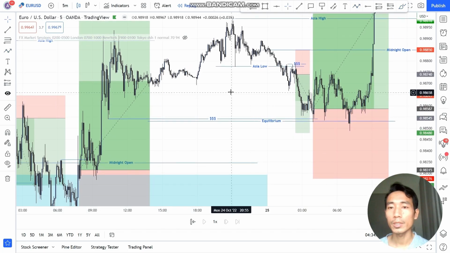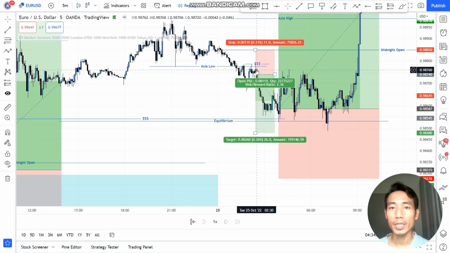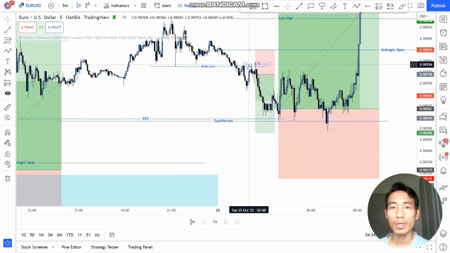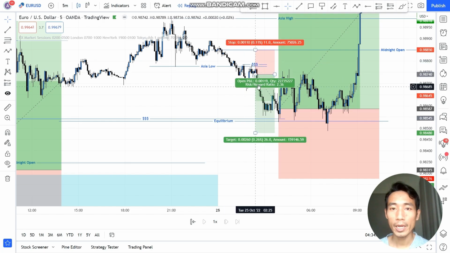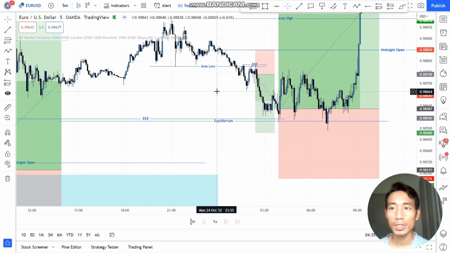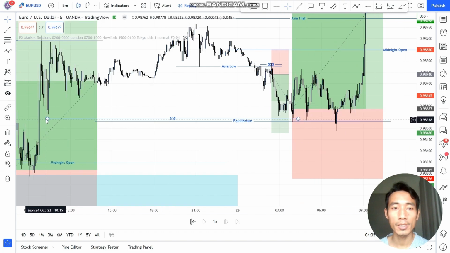So the first trade in London, when I see price trade higher, take out a short-term sell-side liquidity, buy-side liquidity right here as this up candle, I actually short around this region, and my stop loss is around midnight open, and I target the sell side and the equilibrium.